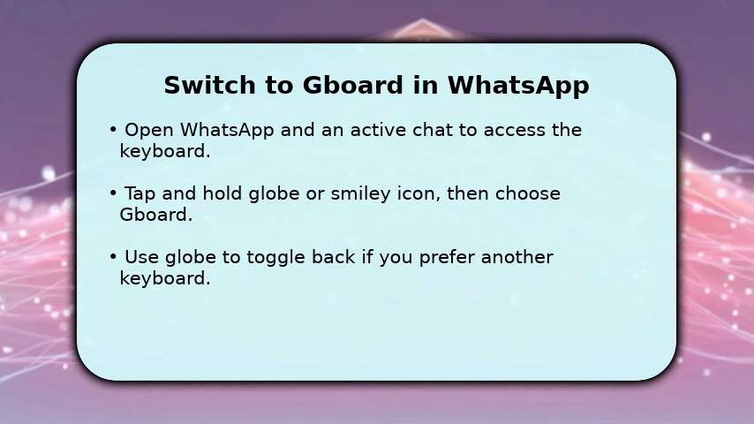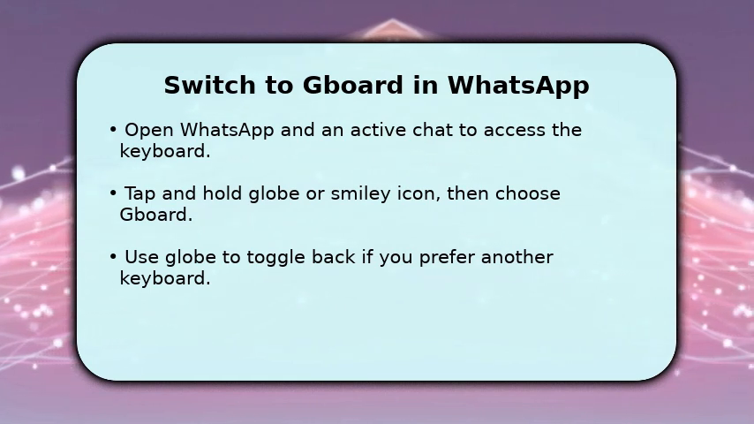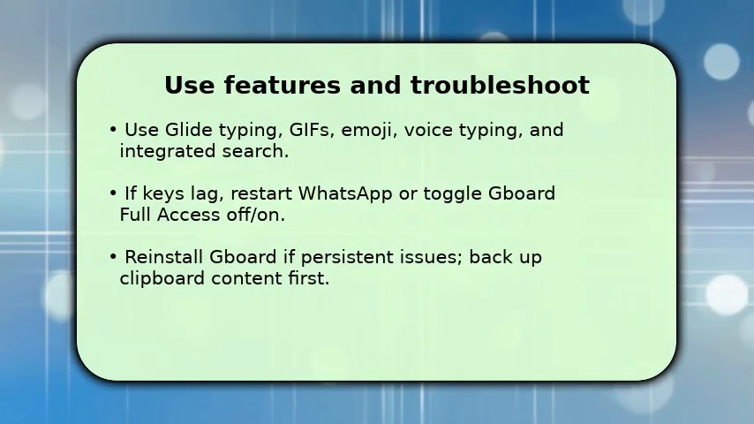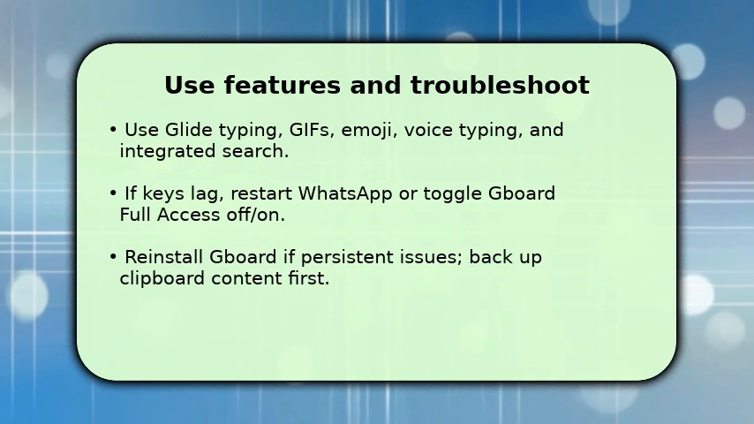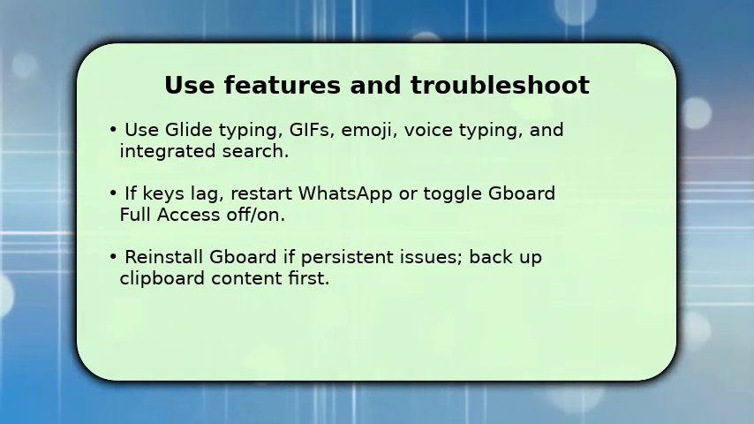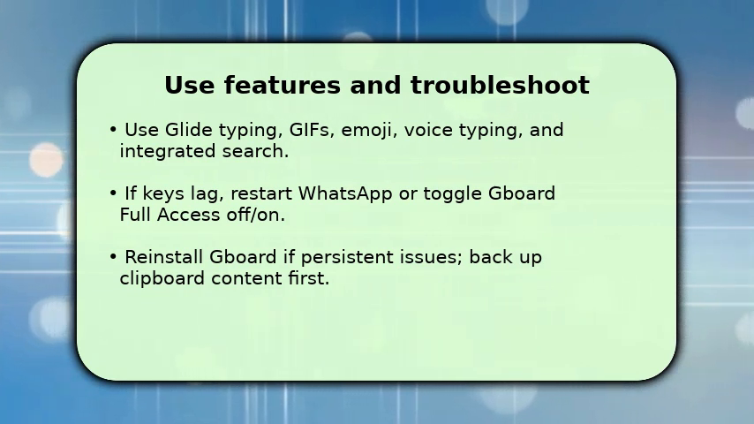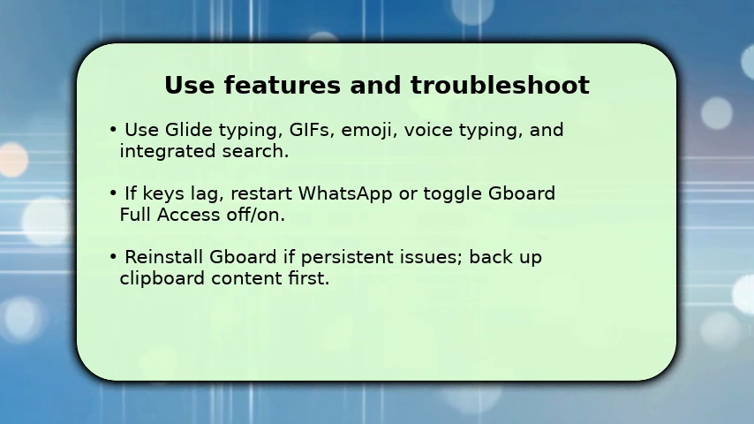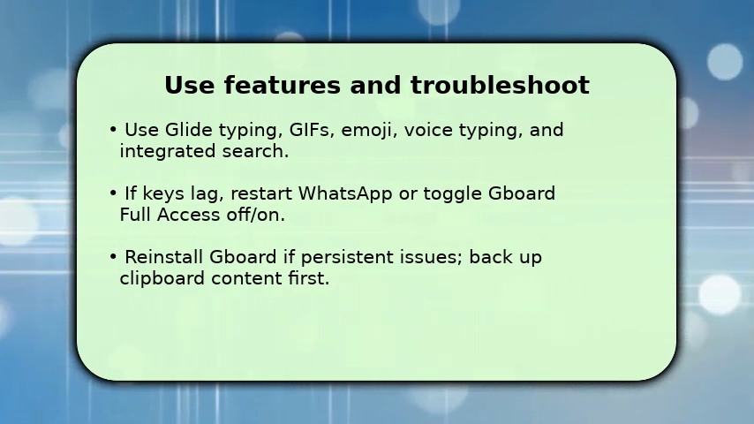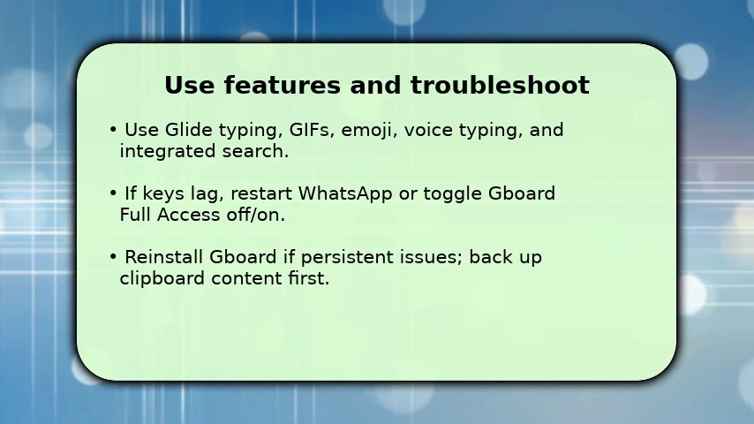To finish, explore Gboard's features: glide typing for fast input, the magnifying search for GIF and emoji, voice dictation, and the clipboard manager. If the keyboard lags or fails to appear, make sure full access is enabled, then force quit WhatsApp and reopen it. Once done, toggle full access off and on if problems persist.